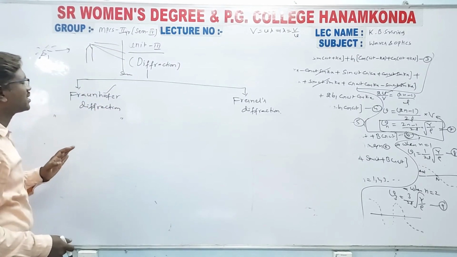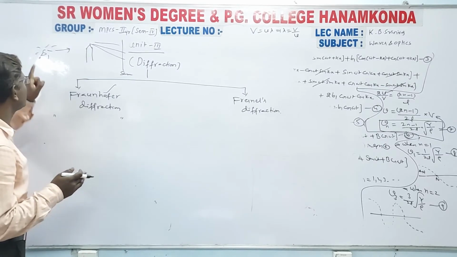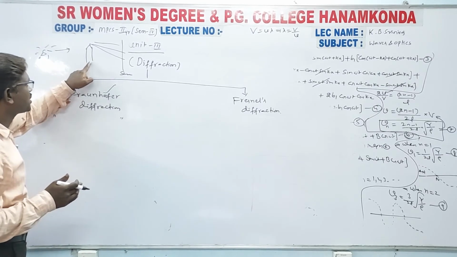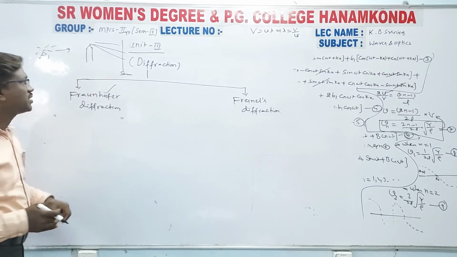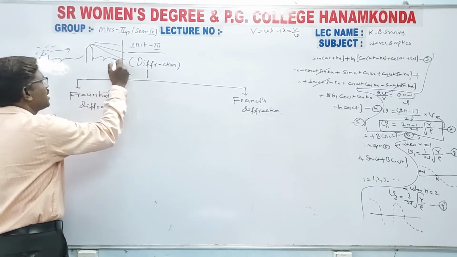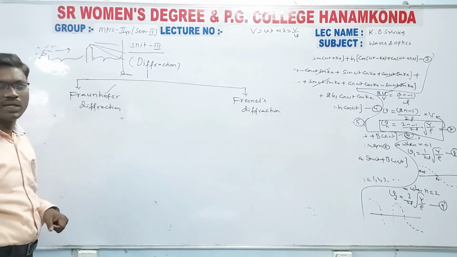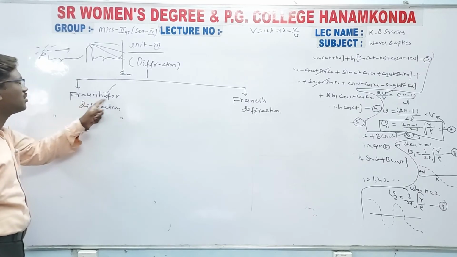So to get the diffraction pattern, what is the minimum arrangement we should make? That is source, obstacle, screen. With respect to the distance between the source and the obstacle and between the obstacle and the screen, this diffraction is divided into two types. What is Fraunhofer diffraction?